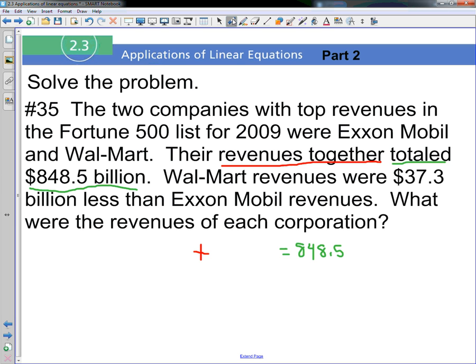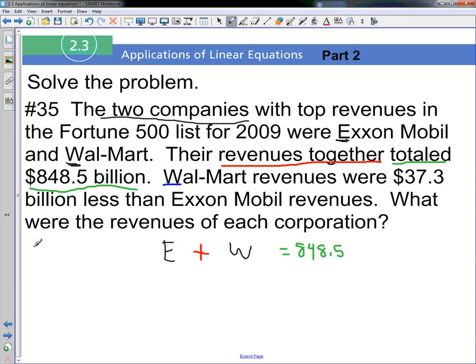Okay, so now let's figure out what the two things we're adding. Well, it's talking about two Fortune 500 companies. One of them is Exxon and one of them is Walmart. So I'm taking the revenue from Exxon plus the revenue from Walmart, and it should equal that total of 848.5 billion. Again, we run into this issue. We have two variables. So let's figure out what we need to do to try to convert one of those variables over. So it says Walmart's revenue were 37.3 billion less than Exxon.